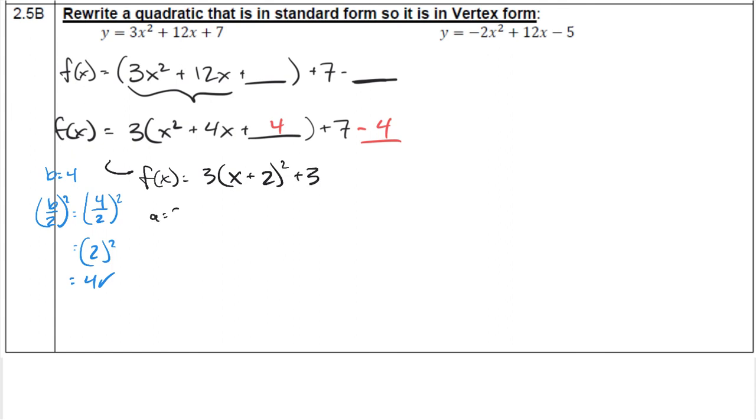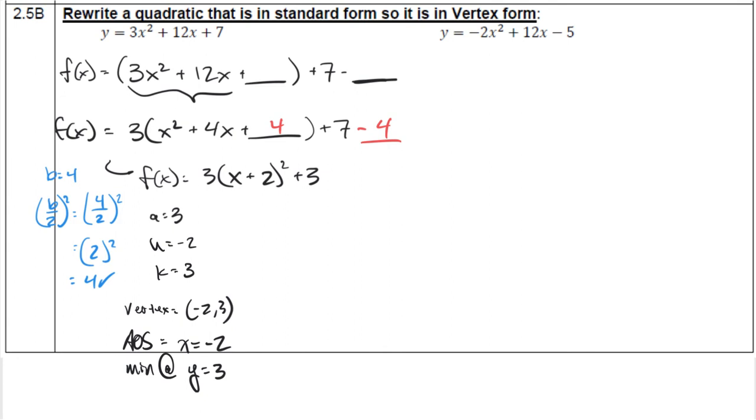So here a equals 3, just like it equaled 3 back there. H is negative 2, k equals 3. So my vertex is negative 2, 3. Axis of symmetry is x equals negative 2. This is opening up, so it has a min at y equals 3. And so I can tell all those points, but I could not tell you that that's what they were just by looking at the standard form. Let's do the next one.